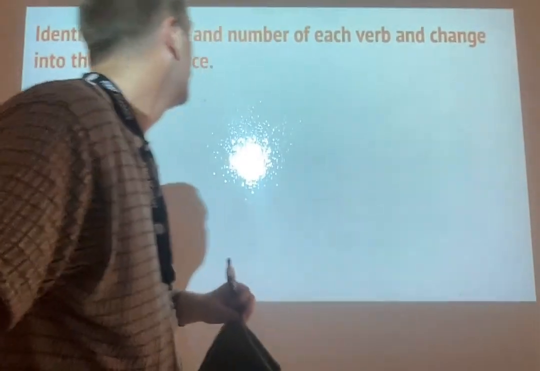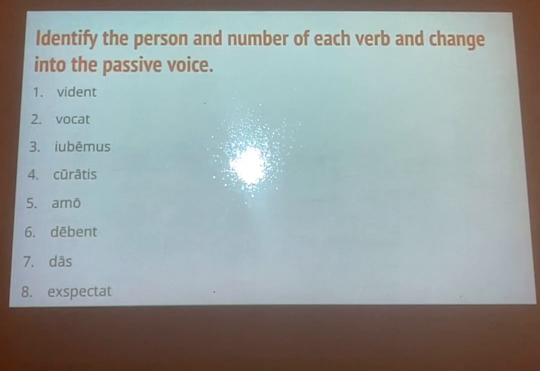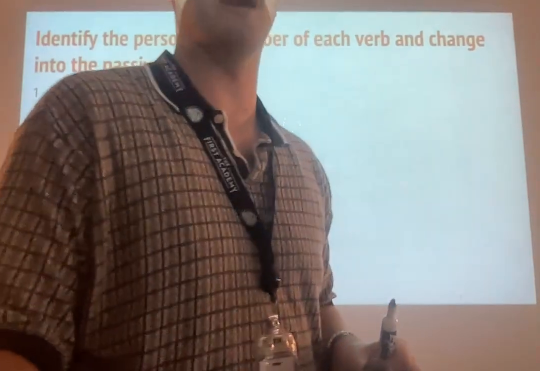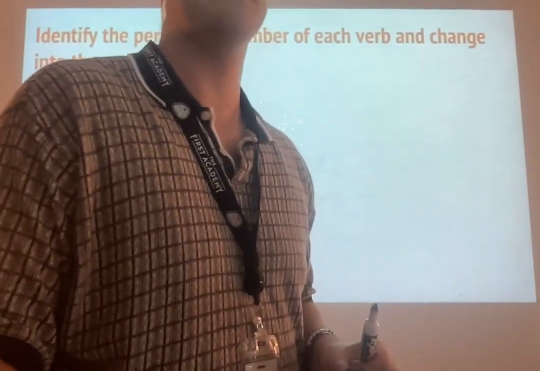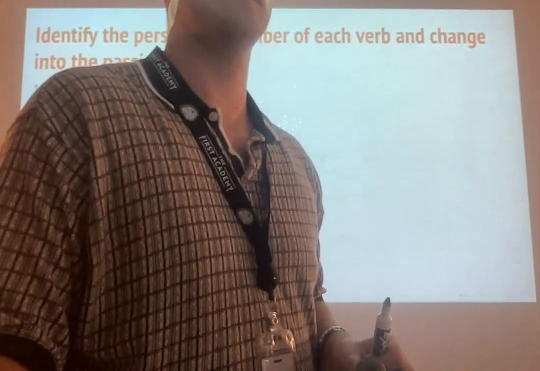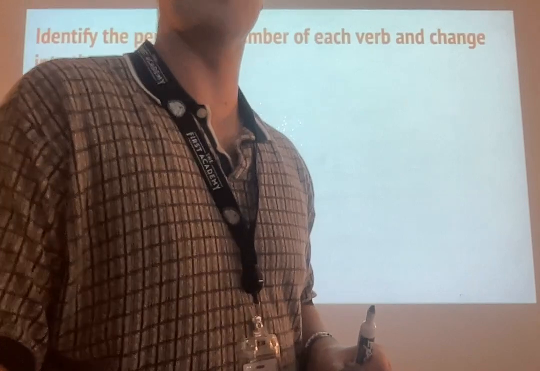Write down 1, 2, 3, 4, 5, 6, 7, and 8. Write down all of these. Make sure you write them down first. Don't try and do number 1 and then go do number 2. Write down videt, write down vocat, write down iubemus, write them all down. This is your homework. I want you to make sure you have this written down so that you know where to find it. I'm going to do number 1 with you, but make sure that these are all written down.